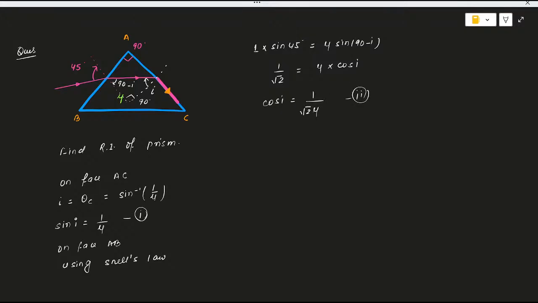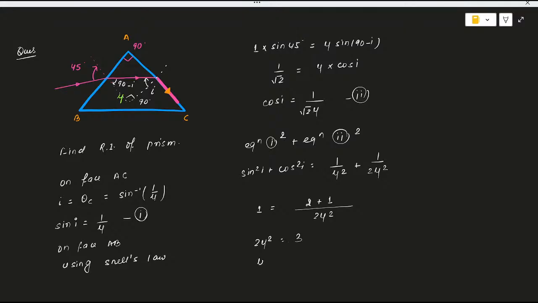After that, what's the basic procedure? Just square these two equations and add them. Whenever you get sine I and cos I simultaneously in an equation, the best thing to do is square them and add them. So we have sine square I plus cos square I is equal to 1 by mu square, and if you square root 2 it becomes 2, so 2 mu square. So 1 is equal to, let's take LCM, 2 plus 1 over 2 mu square. So 2 mu square is equal to 3, mu square is equal to 3 by 2, and thus we have the value of mu as under root of 3 by 2. Say yes or no. Akash, is it your solution?